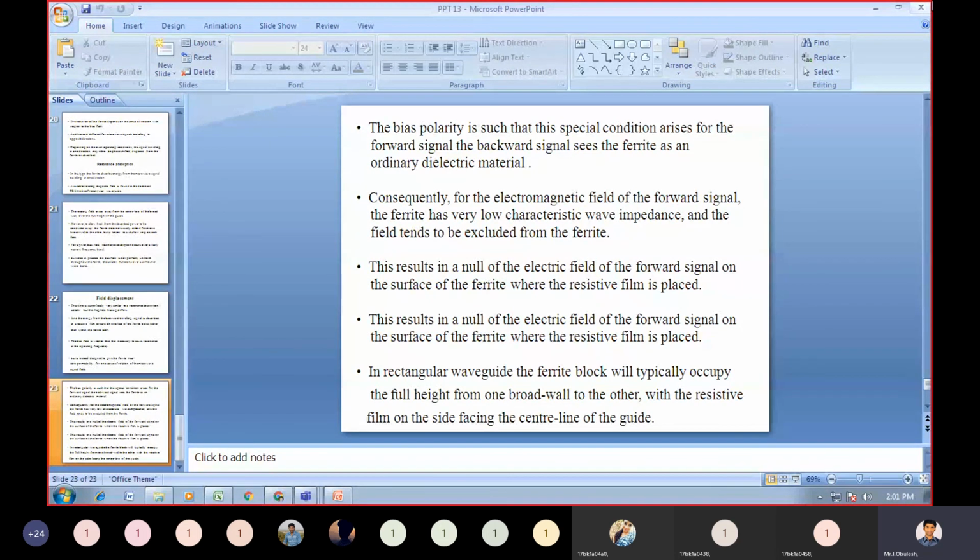This results in a null of the electric field of the forward signal on the surface of the ferrite where the resistive film is placed. You need to remember that. And in a rectangular waveguide, the ferrite block will typically occupy the full height from one broad wall to the other, with the resistive film on the other side facing the center line of the guide.